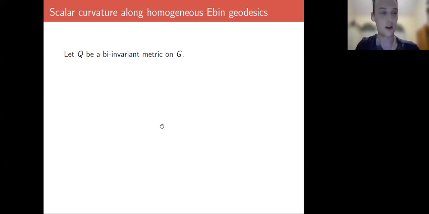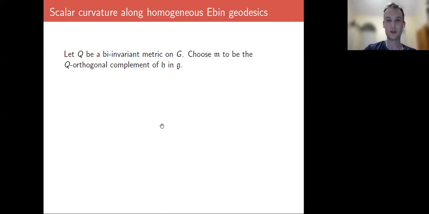So in order to study these homogeneous Einstein metrics, what we're going to do is take some Lie algebra decompositions. We take the Lie algebra math frak g of capital G, same for H, and we're going to choose math frak m to be the Q-orthogonal complement of h in math frak g. So we basically identify math frak m with the tangent space of our homogeneous space at the identity coset.